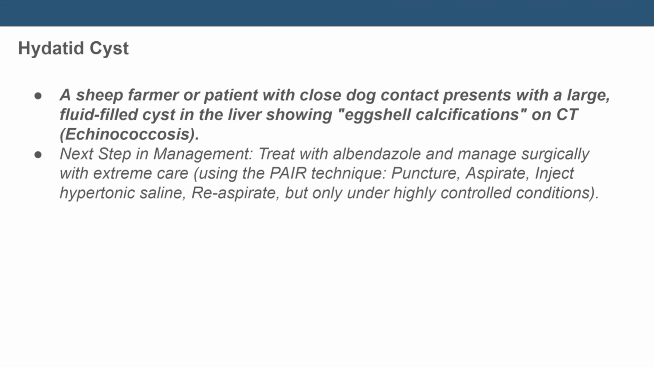The next step in management is that you should treat it with albendazole combined with surgical resection. And this is called the PAIR technique, which is puncture, aspiration, injection of hypertonic saline. Okay, not normal saline, but hypertonic saline. And then you're going to re-aspirate, but only under highly controlled conditions.